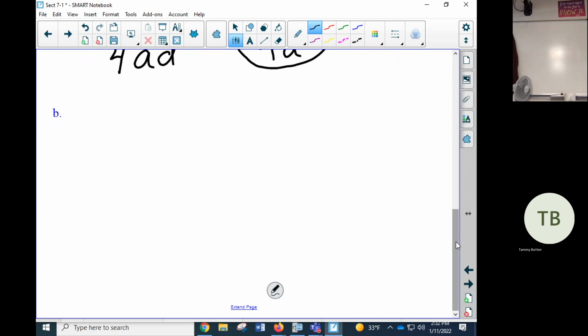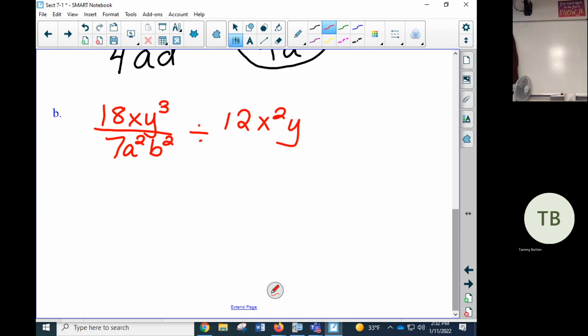Okay. Now if I look at B, and then we'll be done. We have 18xy cubed over 7a squared b squared divided by 12x squared y over 35a squared b. Okay? Now, when I go to do this, I am going to rewrite it because it's a division problem. If I was doing this out of the book, I'd probably flip it and change it to multiplication as I write it down.